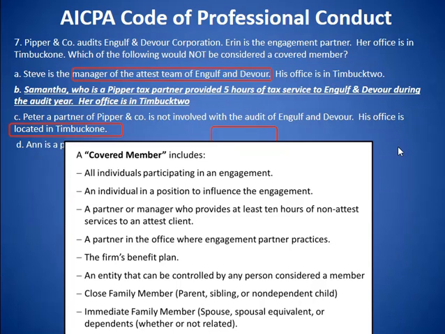Okay, let's take a look at C. Peter, who's a partner of Pipper and Company, is not involved with the audit in Engulf and Devour. So he has nothing to do with the audit. So he's not participating on the engagement. But his office is located in Timbuk 1. And that means Peter would be a covered partner, because what that means is he would be a partner in the office where the engagement partner practices, because the engagement partner is also from Timbuk 1.